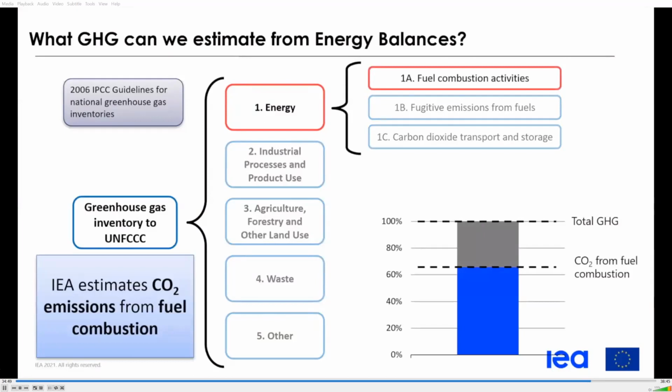However, as shown by the graph, energy is at the core of the greenhouse gas estimation, and the CO2 emissions from fuel combustion, which are covered by the IEA analysis, correspond to around 3/4 of total global greenhouse gas emissions.